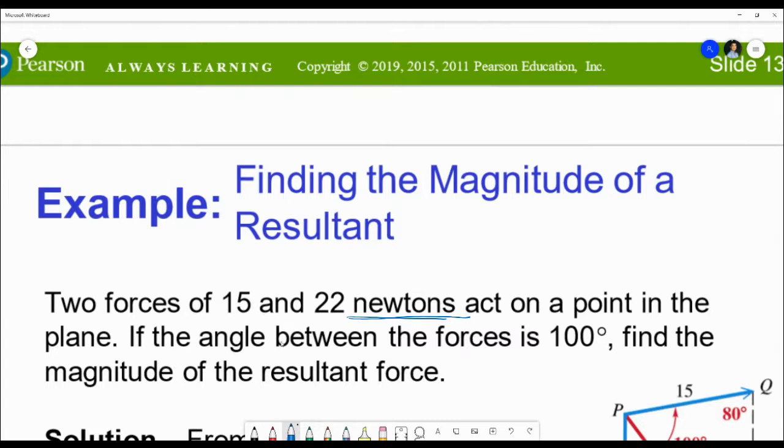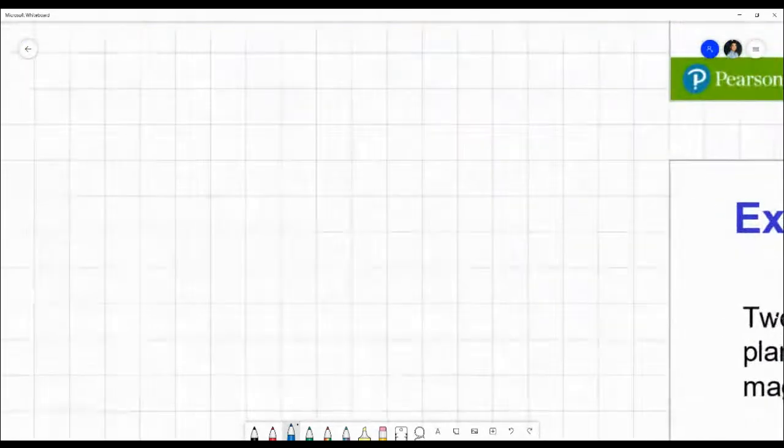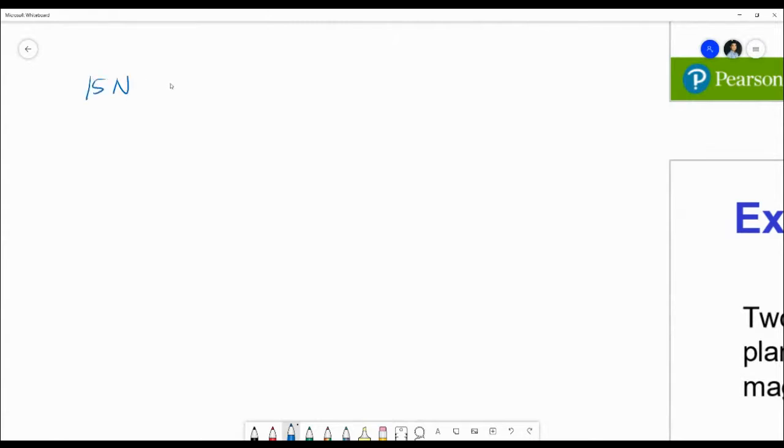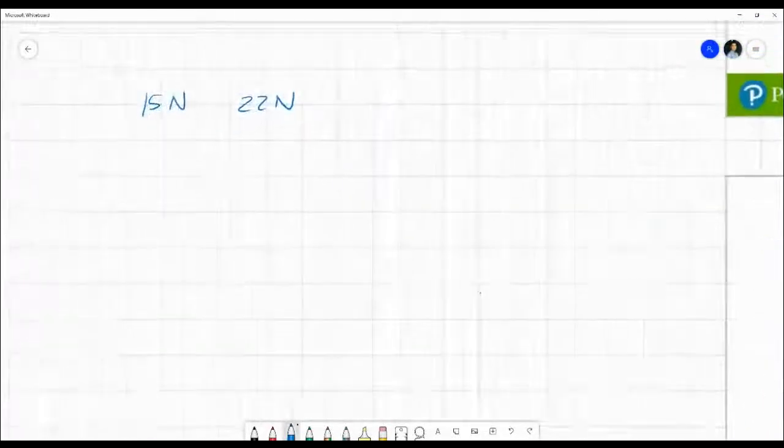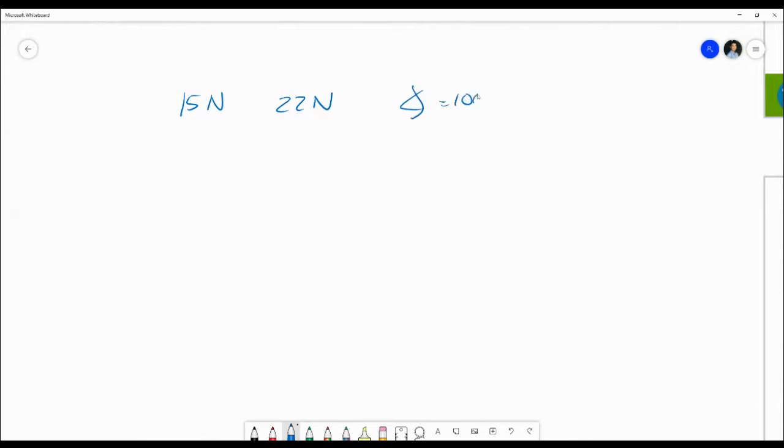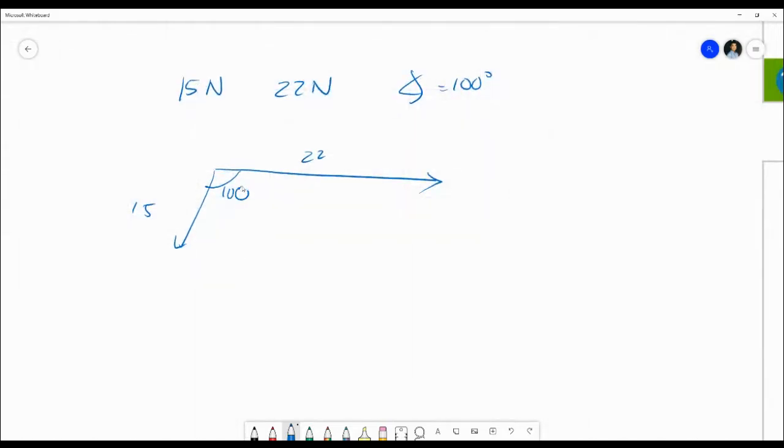Okay, so let's look at how we can sketch this. The only thing we know so far is that we have two forces, 15 Newtons and 22 Newtons, and the angle between the forces is 100 degrees. All right, so let's say one of the vectors is here and the other one is somewhere here. This one will be 15 and this one will be 22, and the angle between them is 100. Okay, now, what is the resultant force?